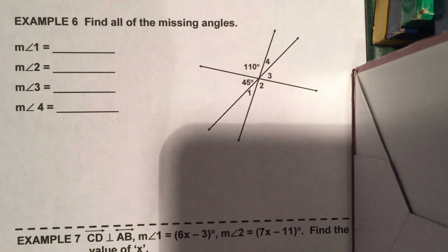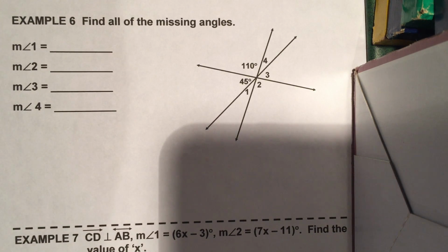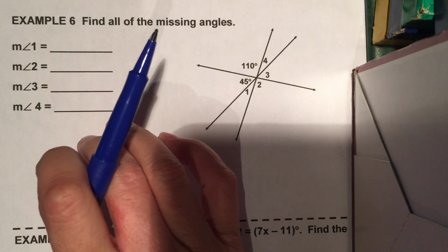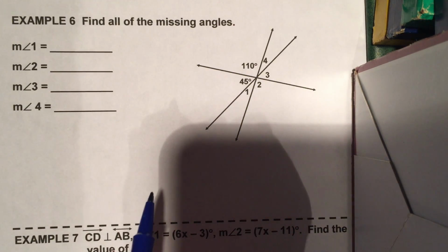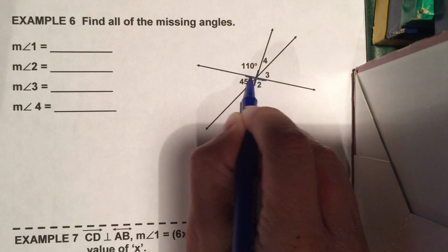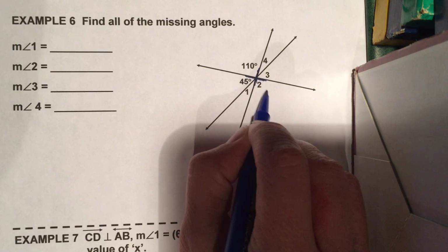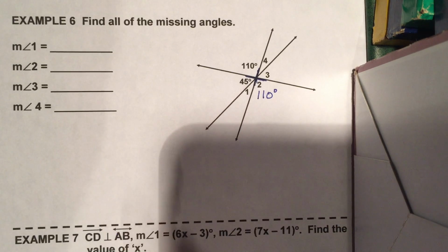For example 6, fill in all the missing angles. So we're going to use everything that we just practiced to answer all these questions. What I'm going to do before I even look at these questions is fill in all the angles I can. All right, first one. You see the 110? Imagine you've got your blue lines there. These are two intersecting lines. 110 is opposite of 2, so what's 2? 2 also has to be 110 because they're what kind of angles?